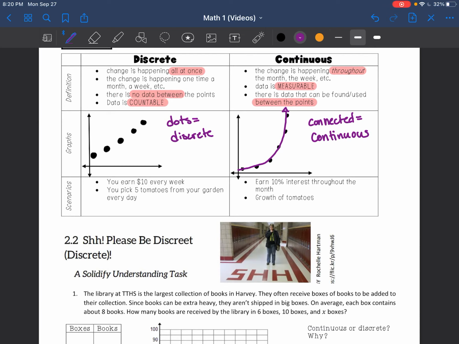And then an example of a discrete is earning $10 every week, picking 5 tomatoes from your garden every day. A continuous is an example of earning 10% interest throughout the month. The growth of said tomatoes, right? Tomatoes don't spontaneously end up this big, right? They kind of slowly get to that big.